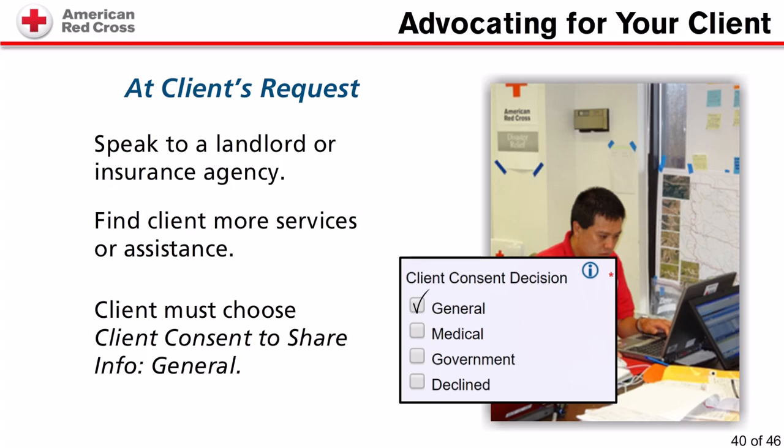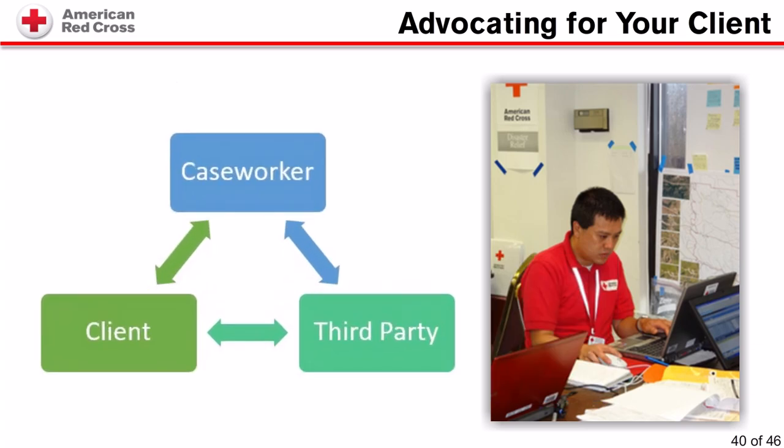The client can add or change a consent to share client information choice while talking with you. Document any changes in CAS. Include the client in three-way conversation when possible, or immediately inform the client of the conversation on the phone or by email. Always note the outcome of the advocacy in the narrative in CAS 2.0.